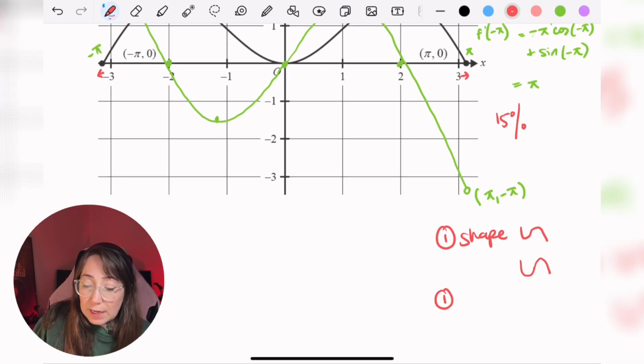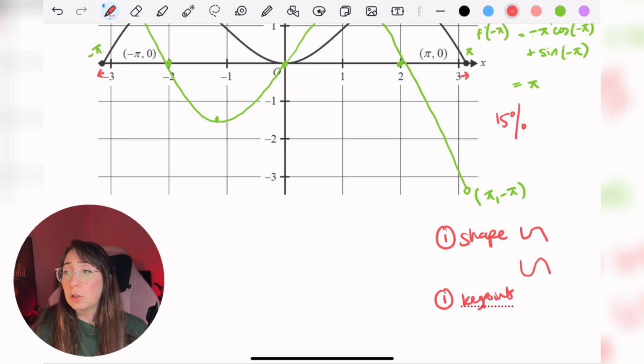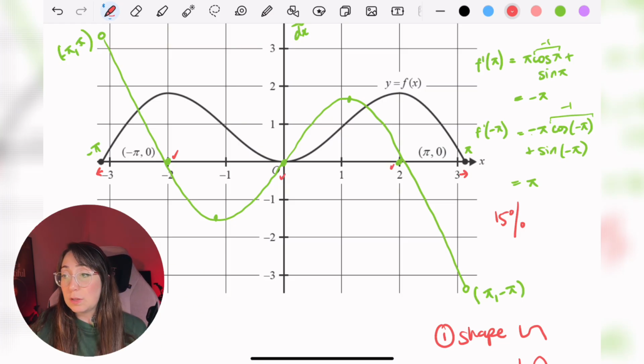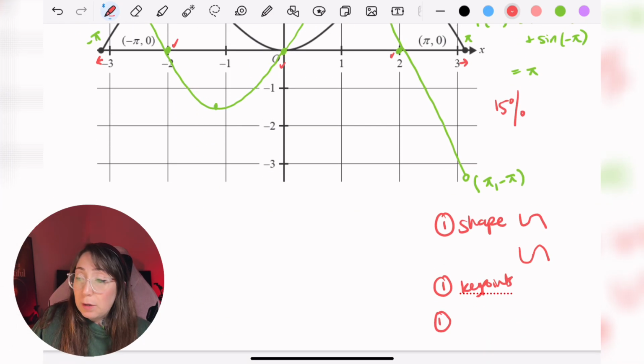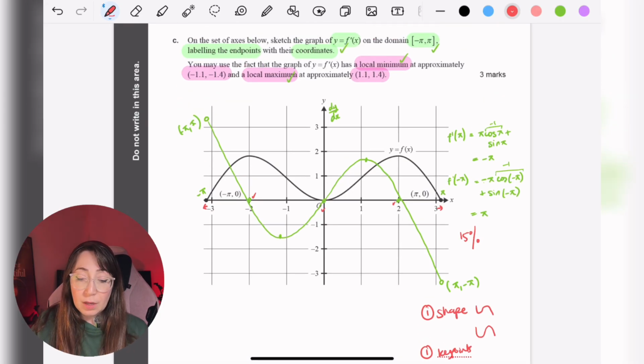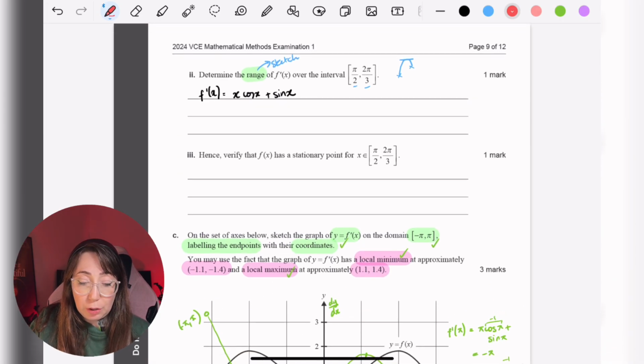Your second mark lay in the key points. So that includes your local maxima and minima. It had to pass through them, but you didn't need to label them, so that's fine. It says it needs to cross the x-axis under the turning point, so that's these points here, and it had to pass through 0, 0. So that's all of your key points. The final mark is the endpoints with the correct coordinates and the correct positions. So that's where your 3 marks lie, and as mentioned, only 15% of students were able to get all of those marks there.